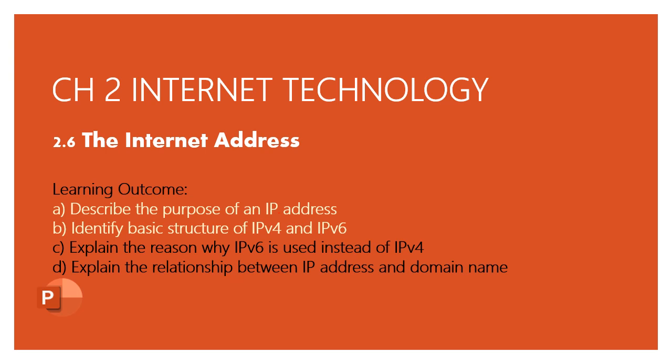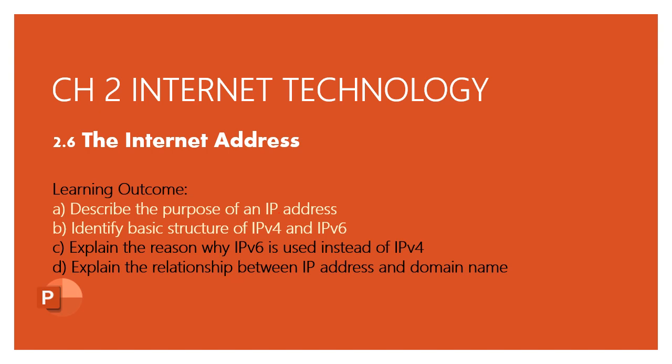Hari ini, today we will start with the new subtopic, which is subtopic 2.6, the internet address. So we are still in chapter 2, internet technology. There are 4 learning outcomes for this subtopic. The yellow text of learning outcome A and B is the learning outcome that you should achieve during the lecture session.